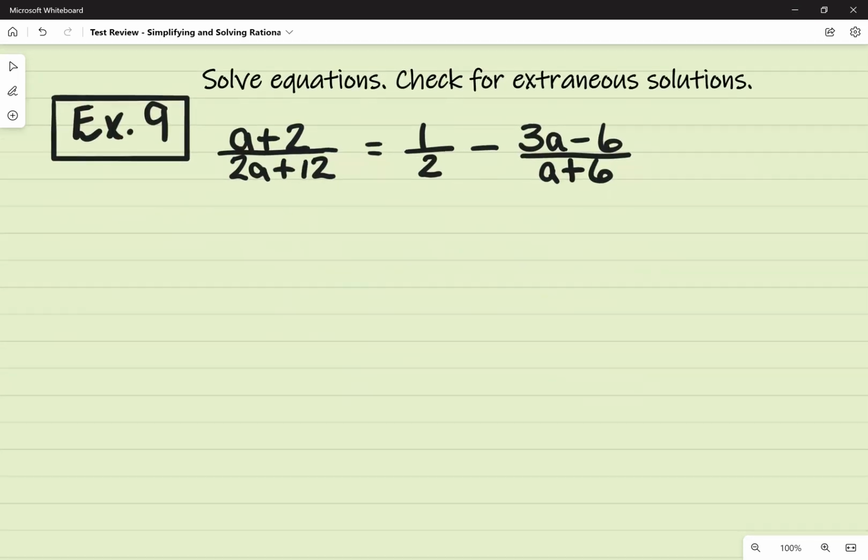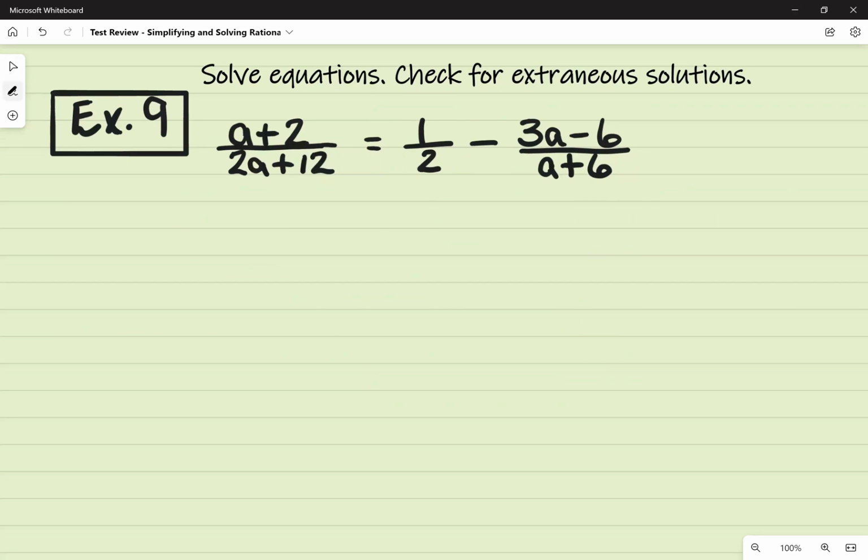So for example 9, I'm going to solve the equation, and I'm going to make sure that I can use whatever that variable is equal to, because it's not an extraneous solution. Extraneous solution is another way of saying excluded values. So for me, this is the way I do it. There are multiple ways to do it.